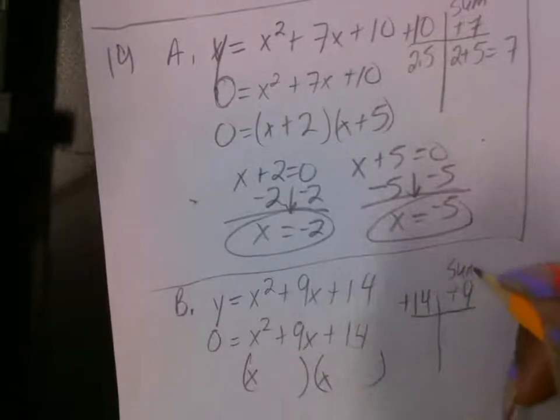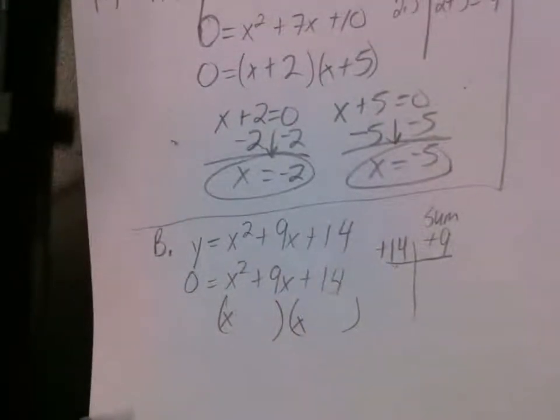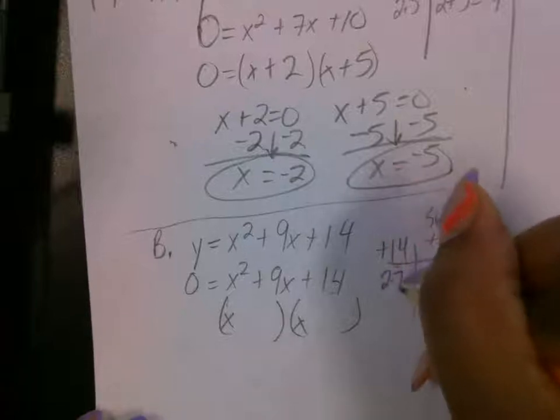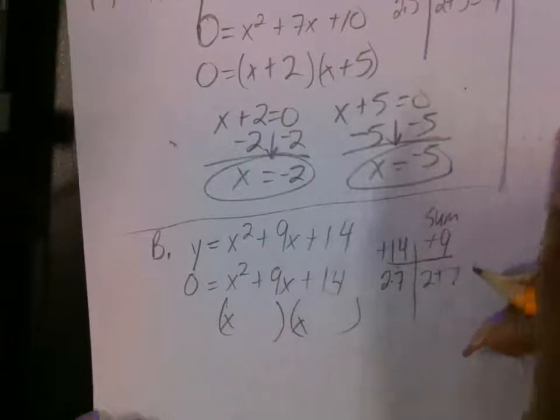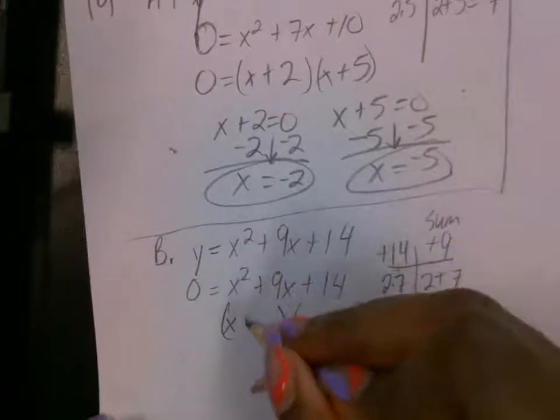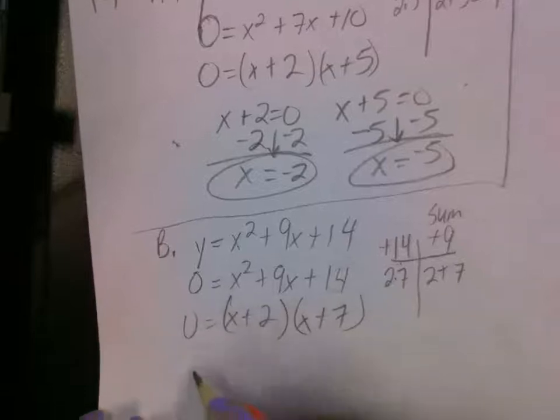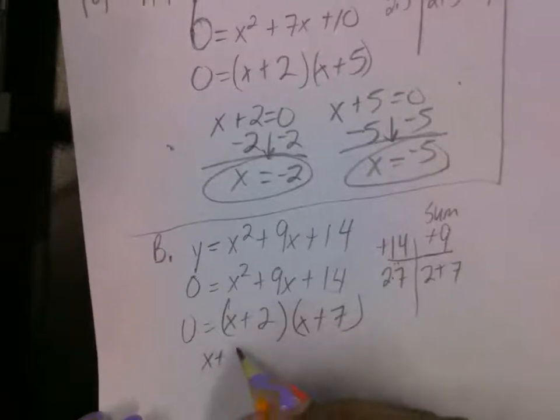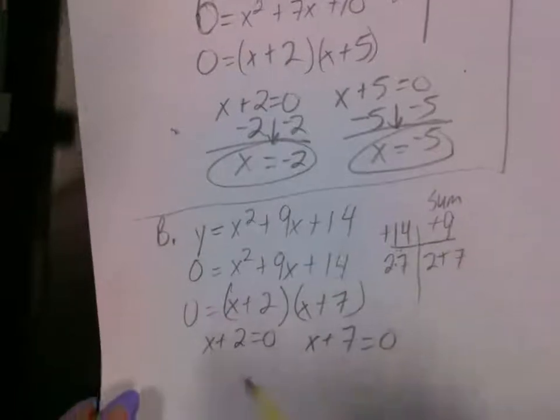You're looking for two numbers that can be multiplied to give you 14, but when you add them, you get 9, and that's going to be 2 and 7. Okay, so we got 2 plus 7. So this is going to be positive 2 and positive 7. So now you set them each equal to 0. So this is x plus 2 is equal to 0. x plus 7 is equal to 0.